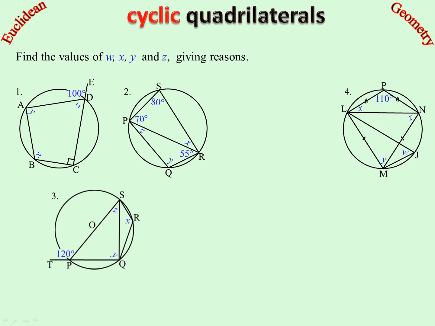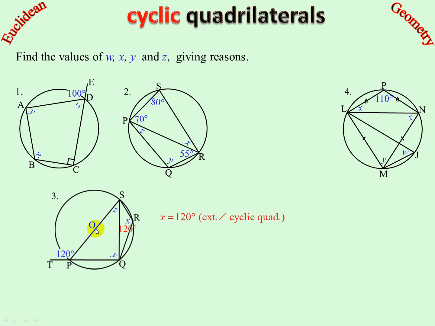The third one, x, well, this is a cyclic quad there. And have a look, one side produced. So the exterior angle formed equals the interior opposite angle. So therefore, x equals 120, exterior angle cyclic quad.